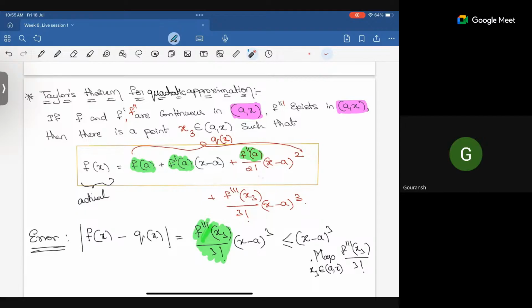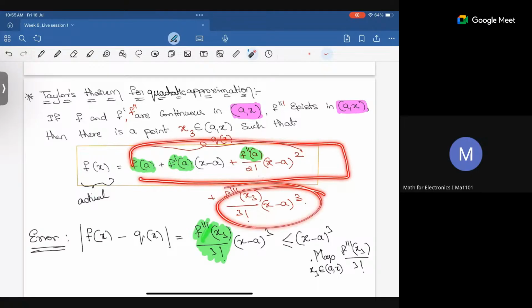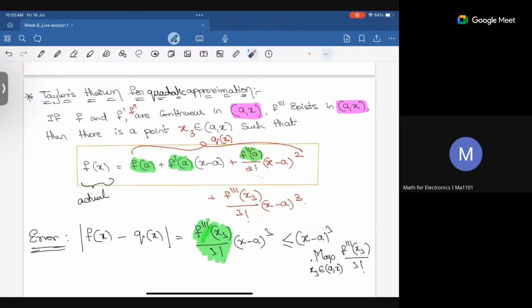So the last term is the error term. If I have asked you for a cubic approximation, then you will have four terms, and the fifth term will be the error.